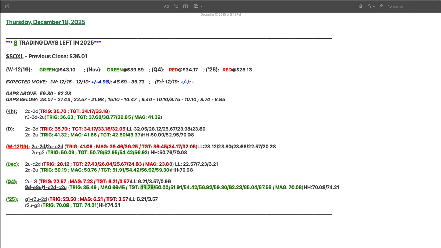So we already saw the 48.79, and then once we hit that 50, that's when we started to get this pullback that we're in now. So it just goes to show, we have to have these intermediate targets on the way to that magnitude.